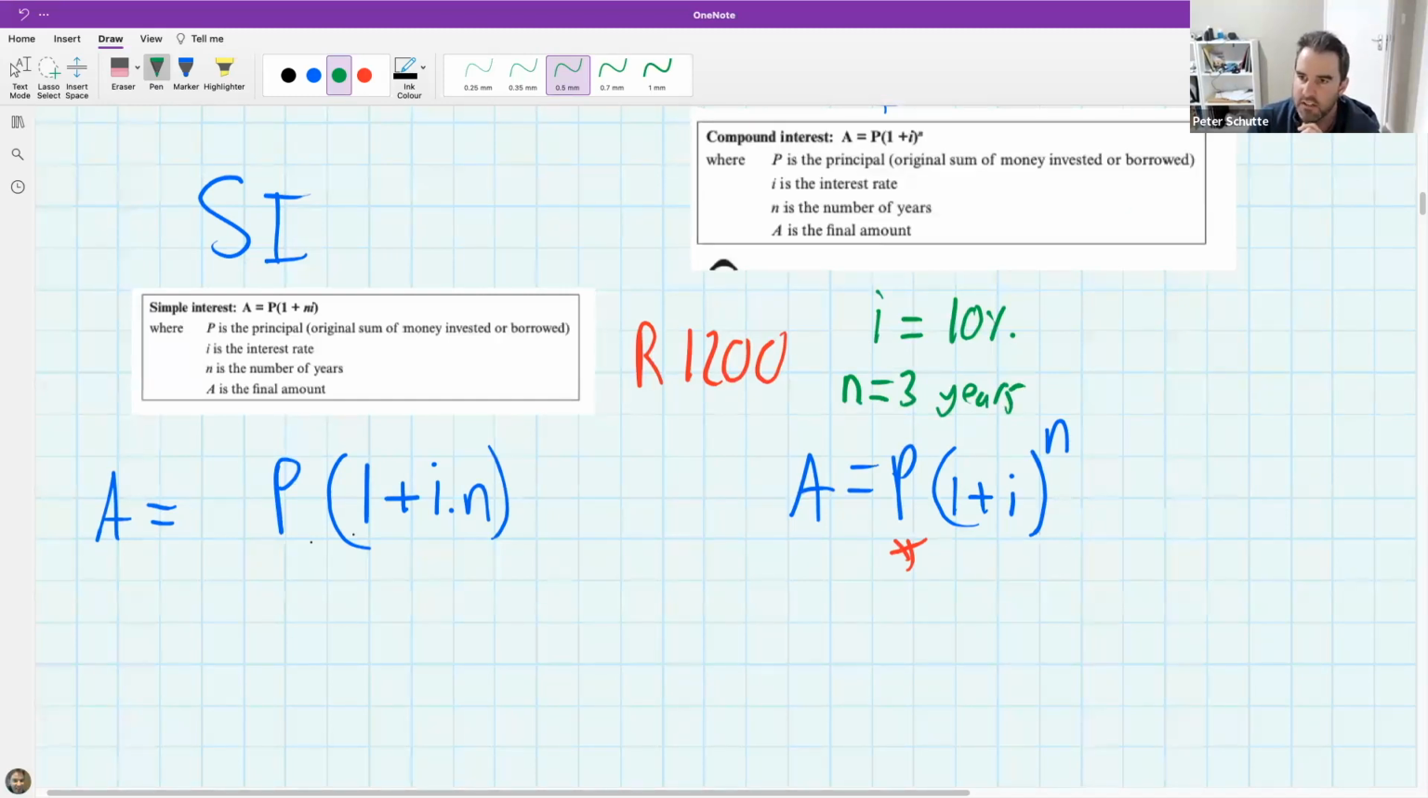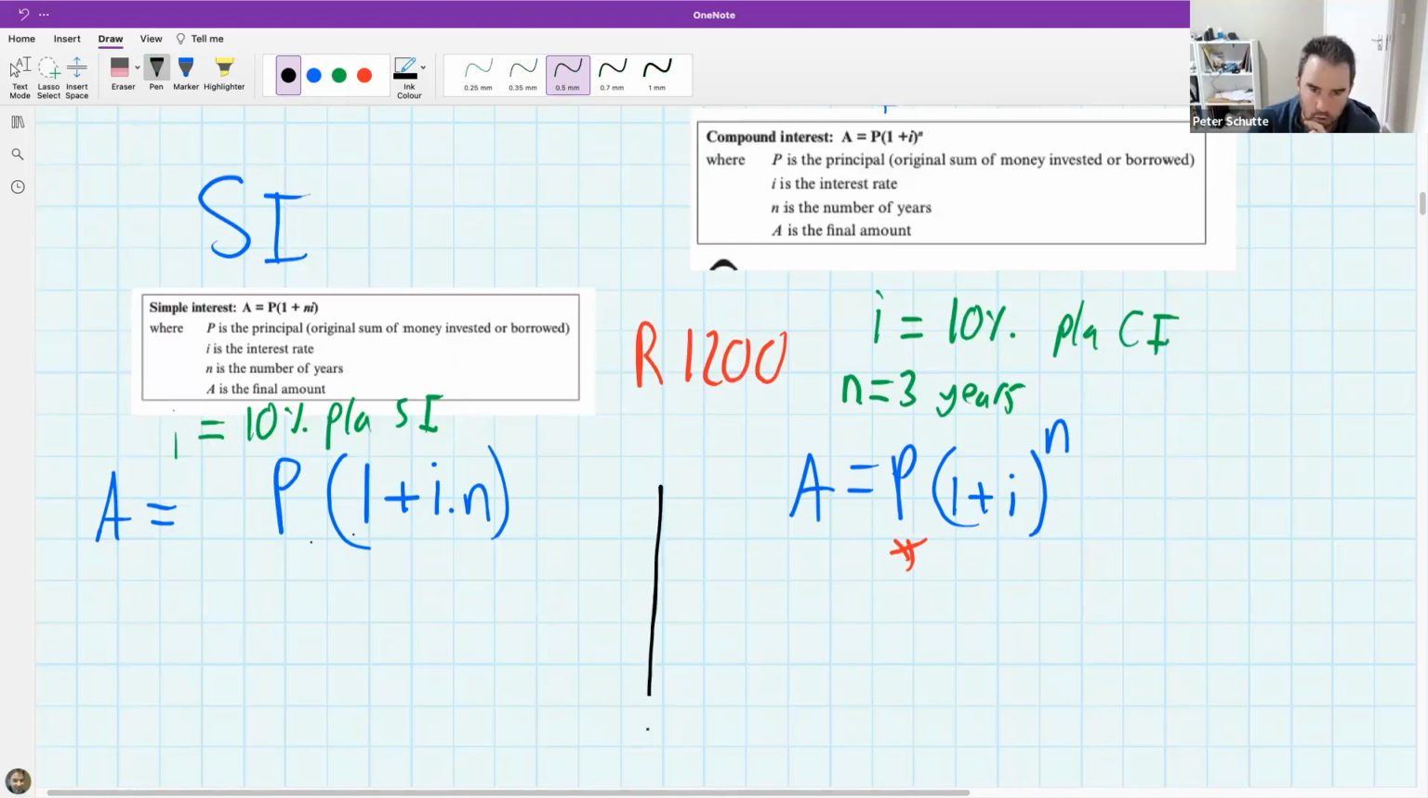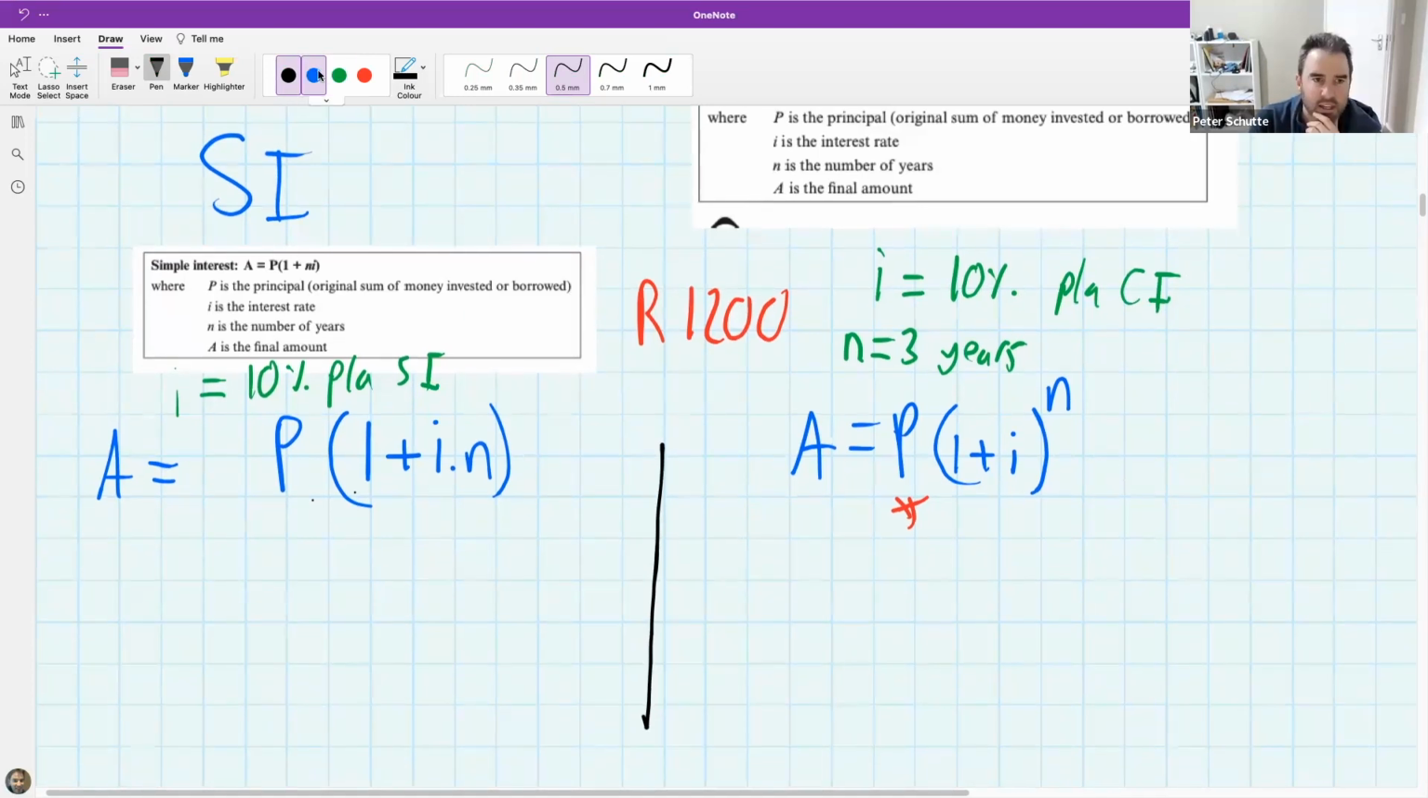Now, the only difference is the one bank is offering me SI, or simple interest. So on this side, this is going to be 10% per annum SI, and on this side, it's going to be 10% per annum CI. I want to compare what the difference of growth is, or what the final value is going to be using these 2 different methods. If everything else is the same, give me a thumbs up if you understand what I'm about to do.